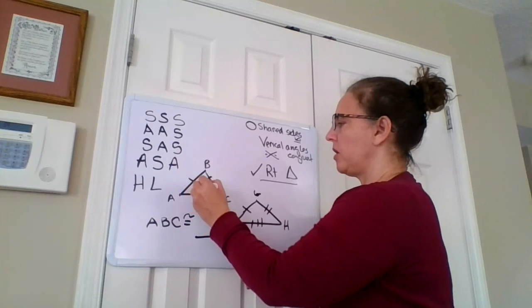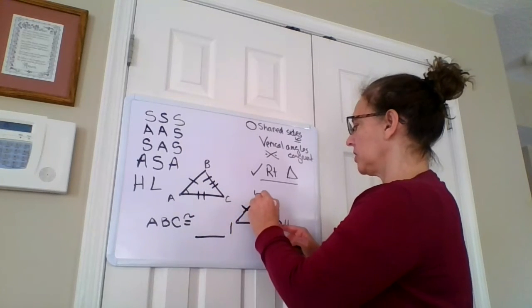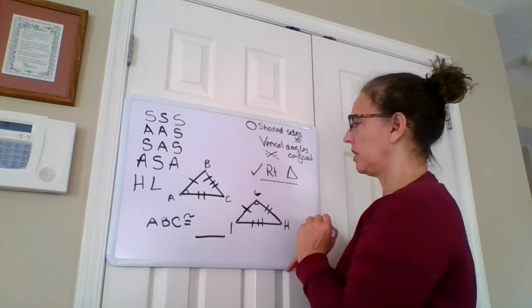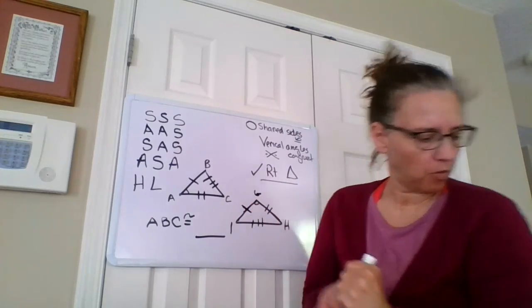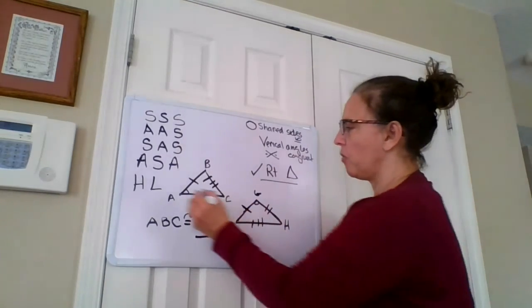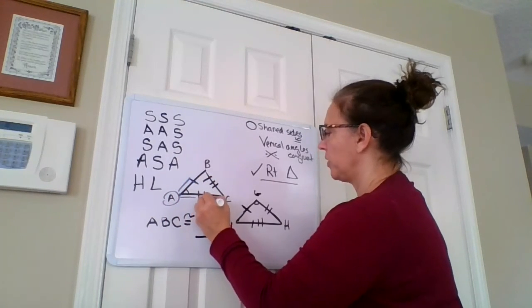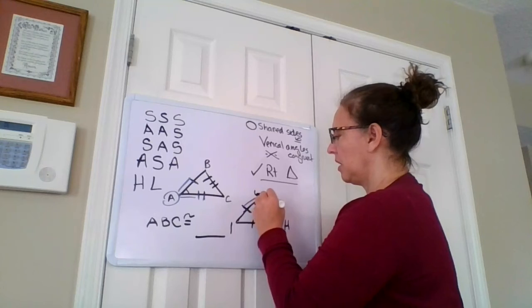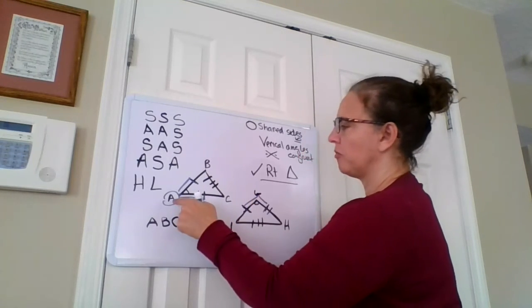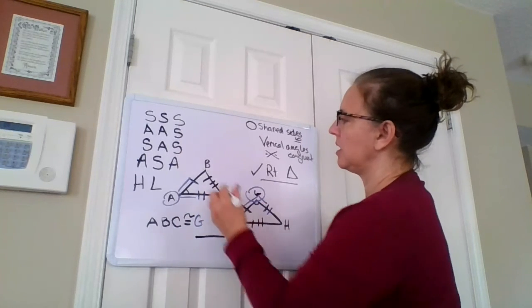Okay, A is between 1 and 2. So where's my, I'm going to look up here and I'm going to see that G is between 1 and 2. When I'm looking where A is, A is between 1 hash mark and 2 hash marks. So I go to my other triangle, I find the exact same thing, and I know G has to come first.